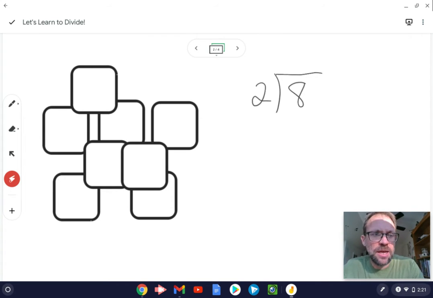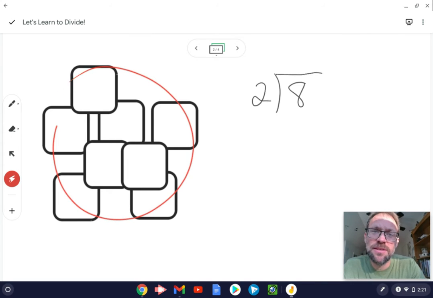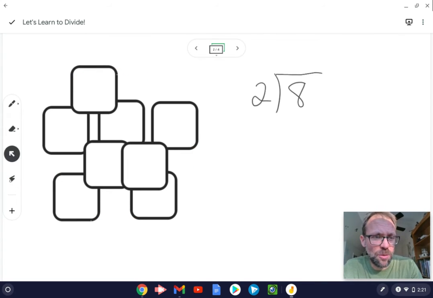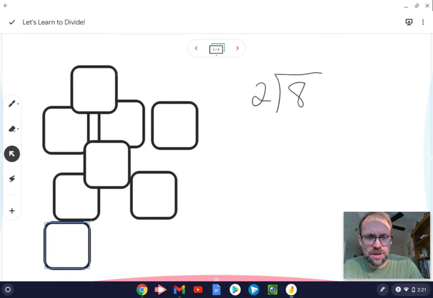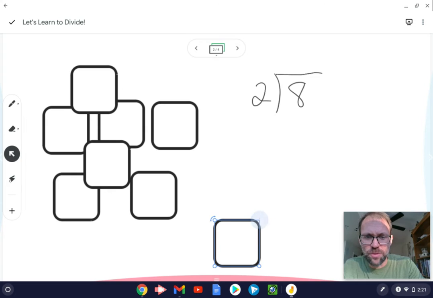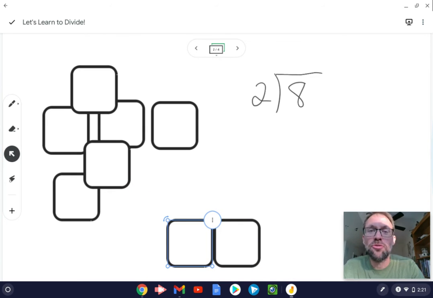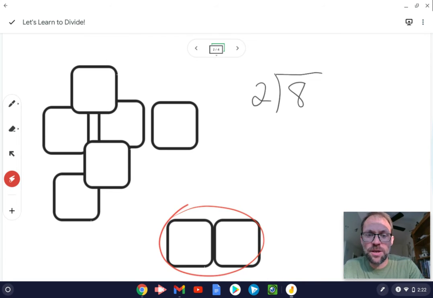So you can see how these steps relate to actually physically dividing something up. All right, so the first question: can we make one group of 2? Could we pull out 2 blocks and make a group of 2 from these 8 blocks here? I think we could. So we're going to grab 2 blocks and come down here and make a group of 2. So there is one group of 2 right there. Okay, here it is, one group of 2.